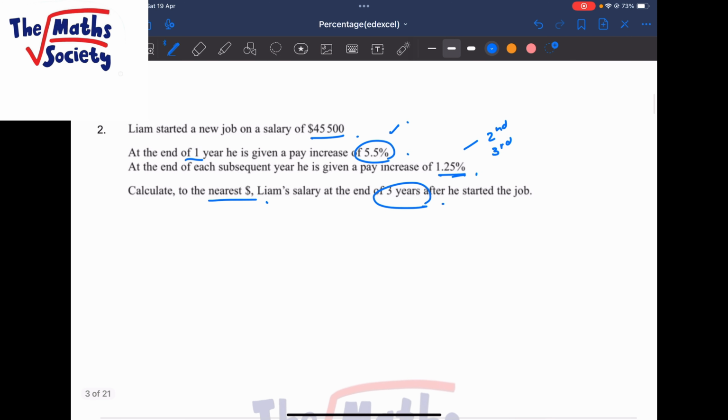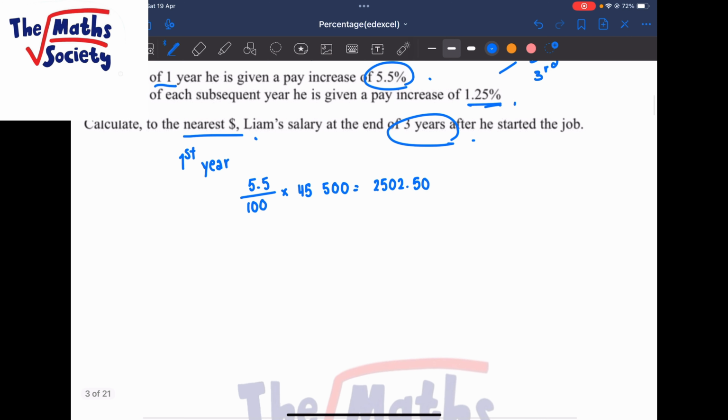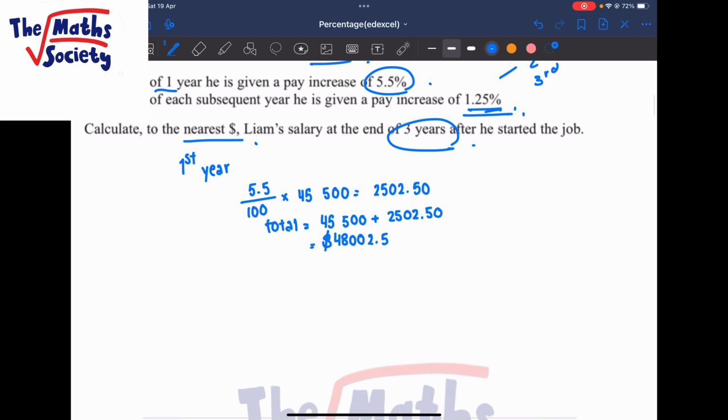So we need to calculate the nearest dollar. We will find the first year first. For the first year, it's an increase of 5.5%, so that would be 5.5 over 100, multiplied by 45,500. That will give you 2502.50. So at the end of the first year, the total he would have is 45,500 plus 2502.50. That will add up to $48,002.50.